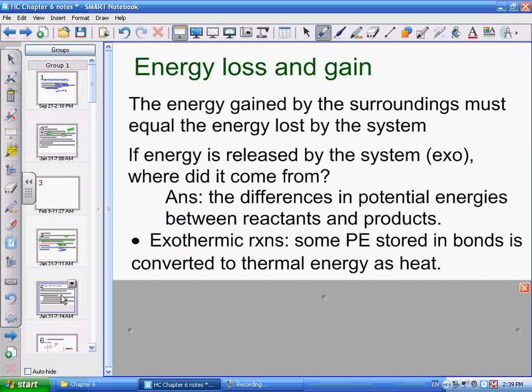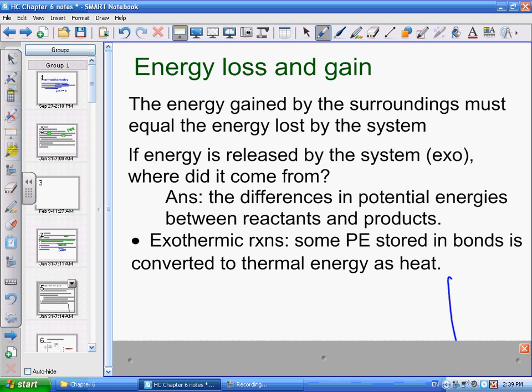Next. Energy loss and energy gain. The energy gained by the surroundings must equal the energy lost by a system. Here's the thing. If you have the energy of a system, and the system loses energy, that is equal to the energy gained by the surroundings. So energy lost by one is the energy gained by the other. Okay?